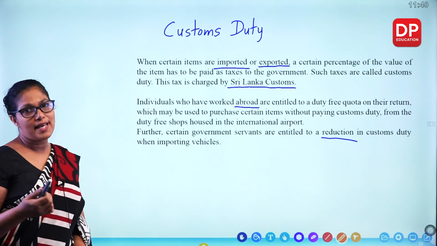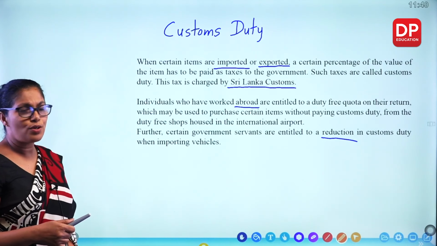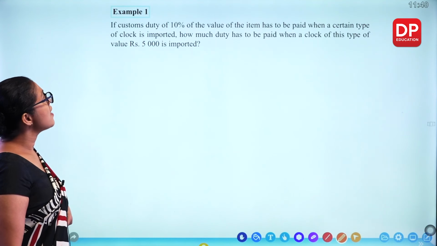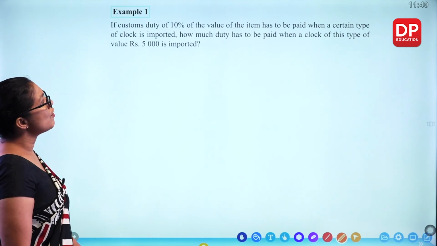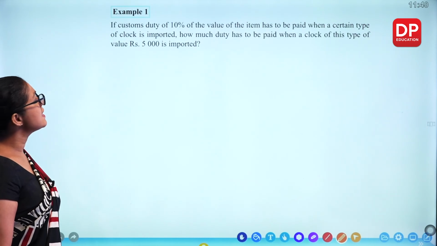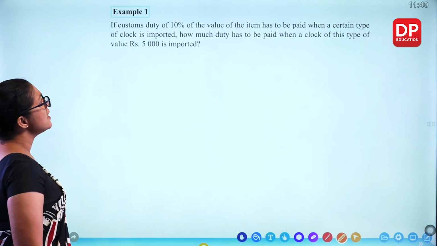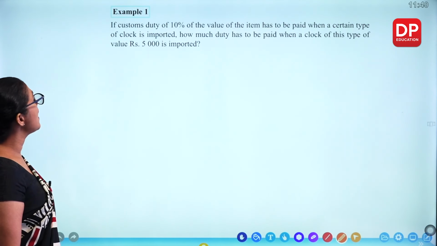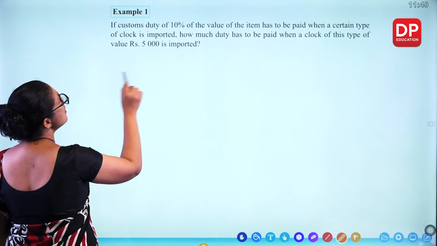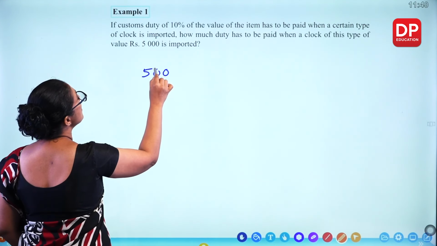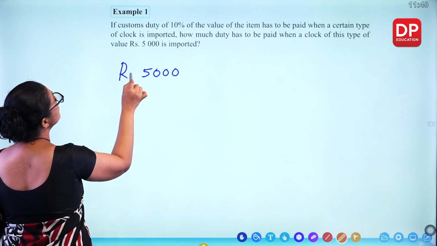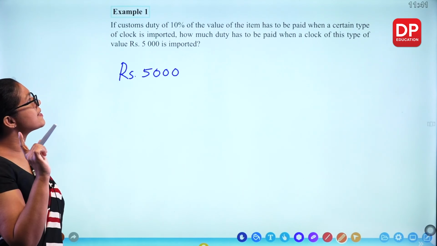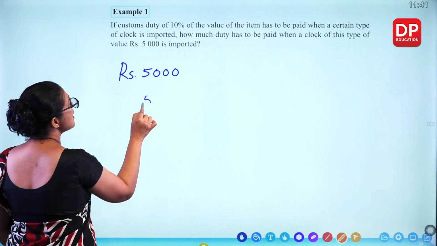So we'll see how we can solve problems related to customs duty. We'll take example number 1. If customs duty of 10% of the value of the item has to be paid when a certain type of clock is imported, how much duty has to be paid when a clock of this type valued at 5,000 rupees is imported? So what's the value? 5,000. So what's the tax percentage? 10% of the value. So what's the 10% of the value?